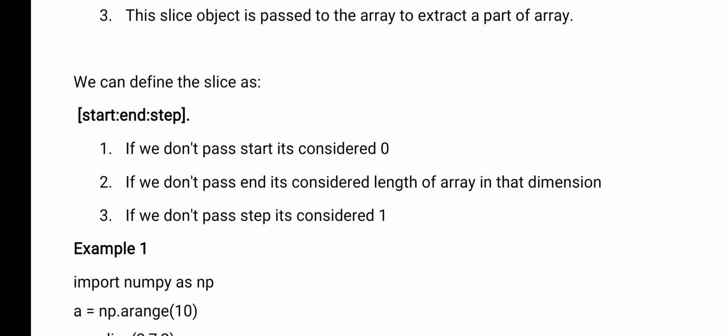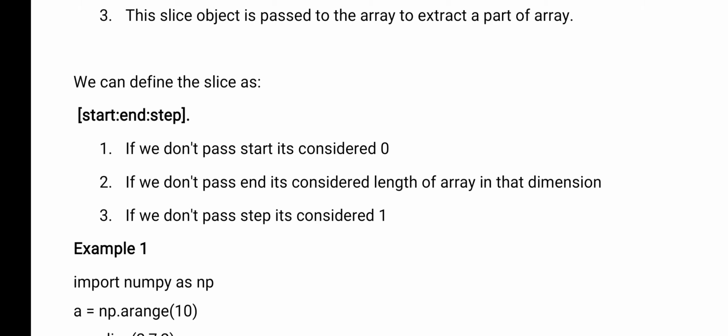For example, if you don't pass the end element, it will take the total length of the array. If I don't give the start, it will extract from the first element. What is the index number of the first element? 0. If I don't give the end parameter, it will take till the length. So however many elements are there in the array, that many elements are extracted.